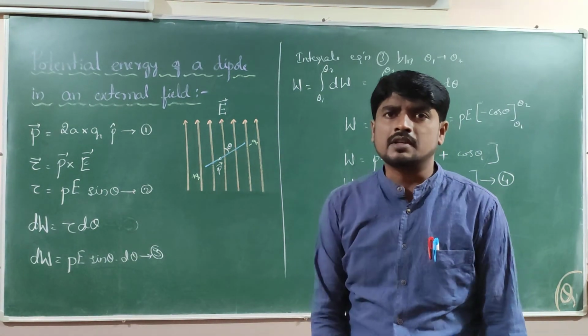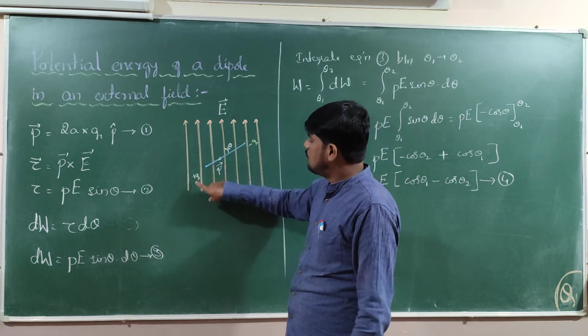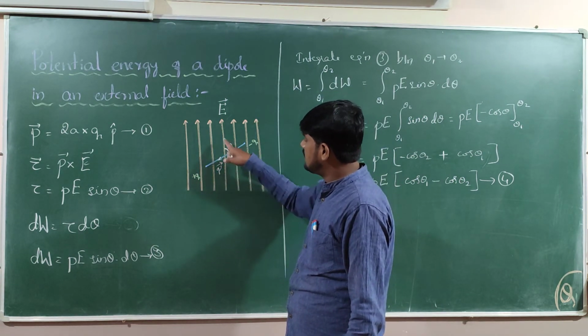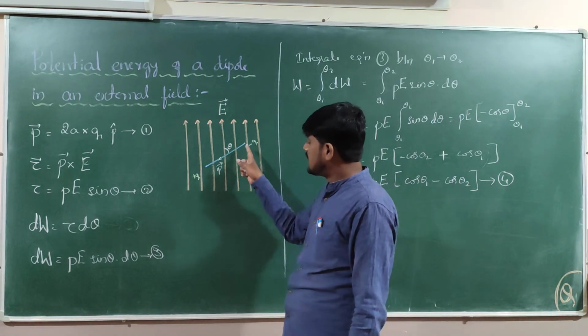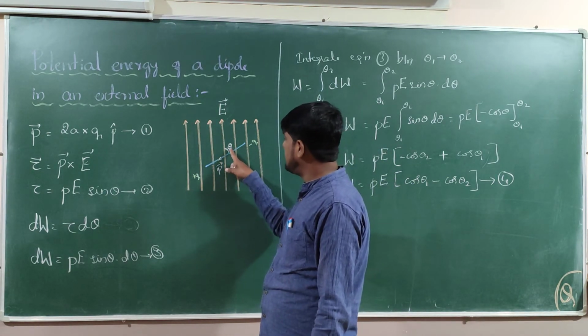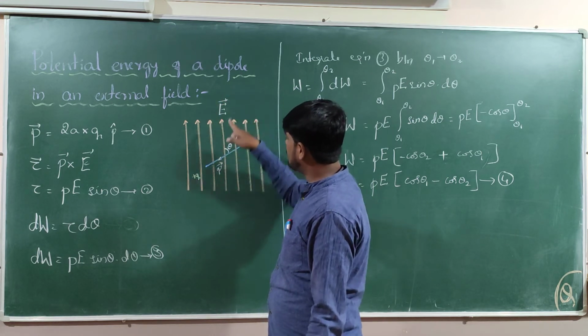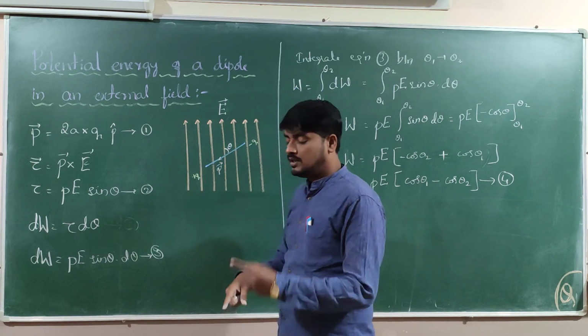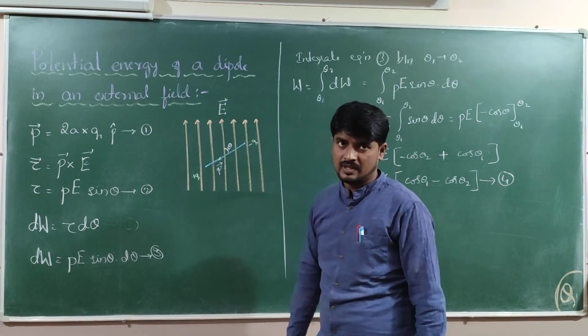Now let's come to the next point. One more important thing: here I place the dipole in the external electric field vector E like this. Then the dipole subtends an angle theta with respect to the direction of the electric field. So this is the direction of the electric field, and this is the direction of the dipole, and it subtends an angle theta here.